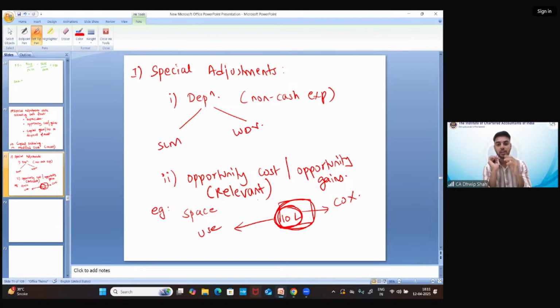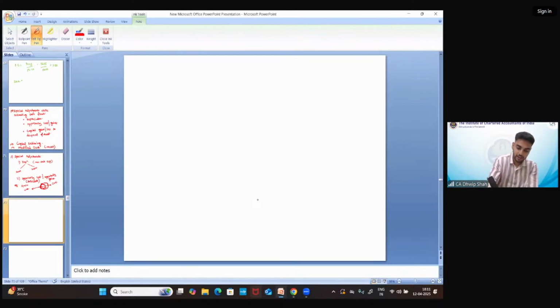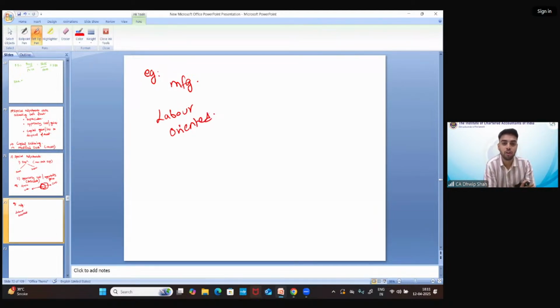Means वो format में you will add it with other cost. ठीक है? Variable cost, fixed cost के साथ ये add हो जाएगा. So likewise opportunity gains. Again, let me explain you with the help of an example so that you can easily grasp it. So let's say my manufacturing business is currently labor oriented. Means everything is on manual basis. ठीक है? Laborers काम करते हैं and I pay yearly wages of let's say 20 lakh rupees.